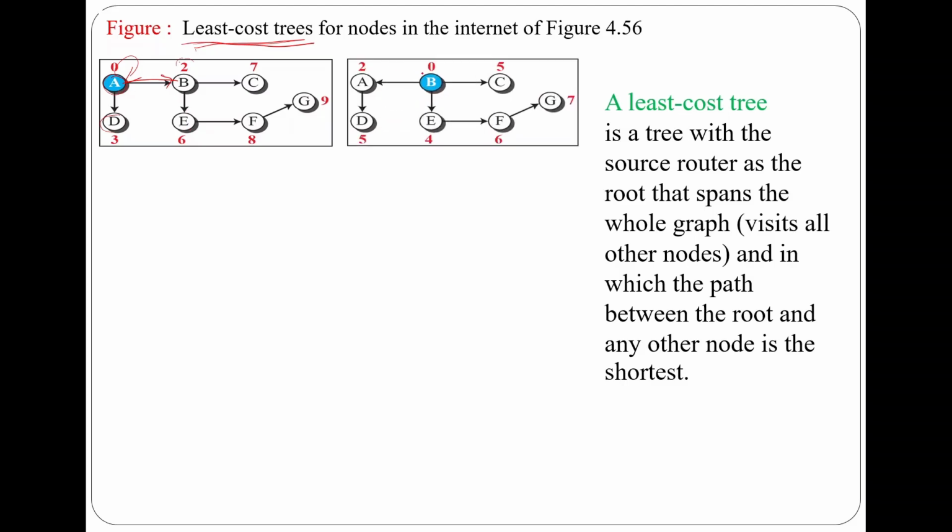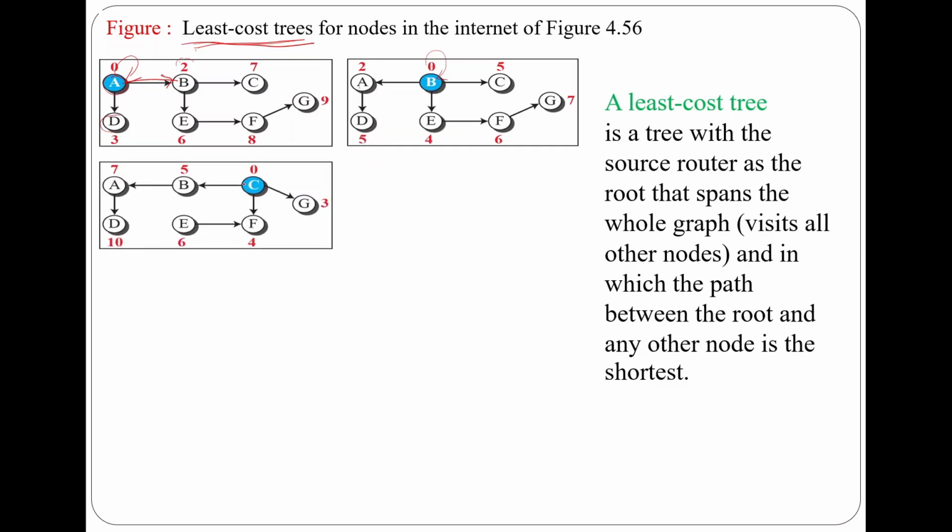So similarly, if you consider B as the root of the tree, okay? If you want to transmit the information within that node, the cost will be 0. If you want to transmit the information from B to A, the cost of that particular path is 2. So this is how you can understand the least cost path for B to A. Okay. Similarly for C, if you want to transmit the information from C to C only, then 0.